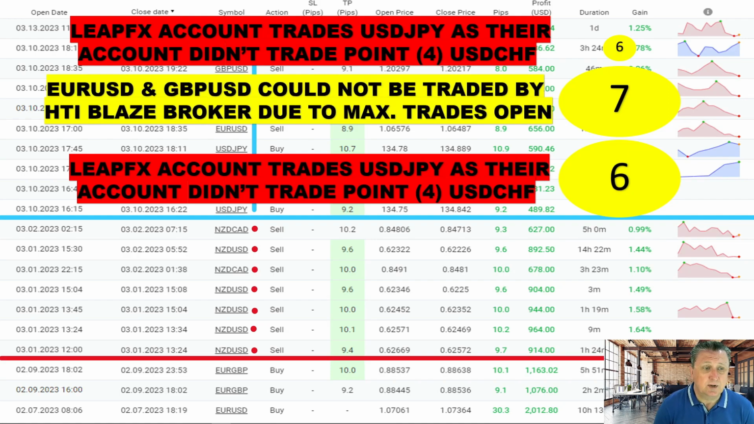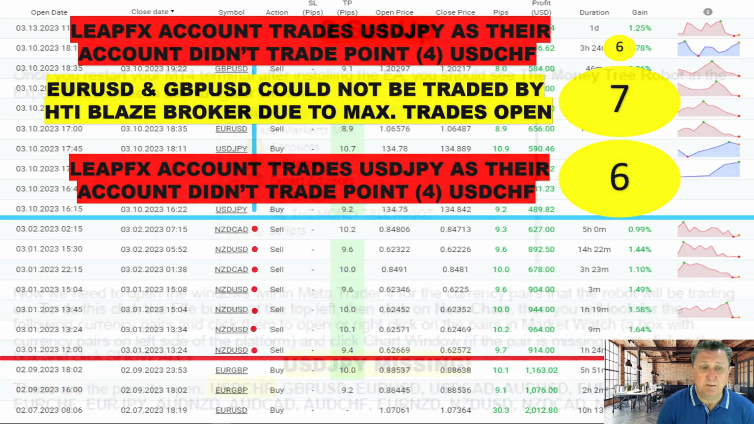On top of this, Euro USD and British pounds USD could not be traded at that particular time, because again, we had max trades open, so that explains why these were not taken at the time. We had only 5 trades open that we would allow, as you saw on the previous page. So those are the breakdowns that we just need to dissect a bit more.